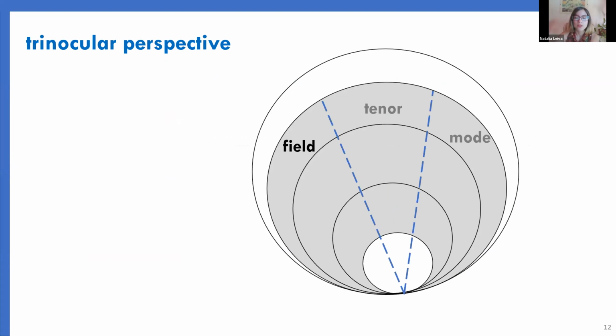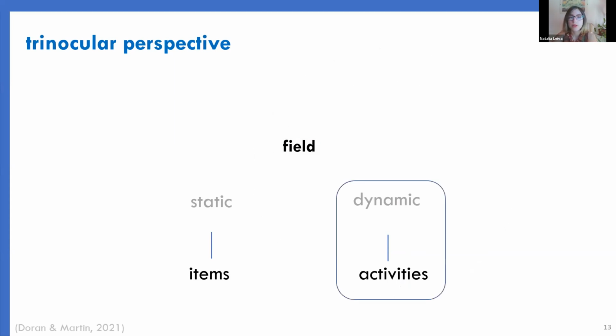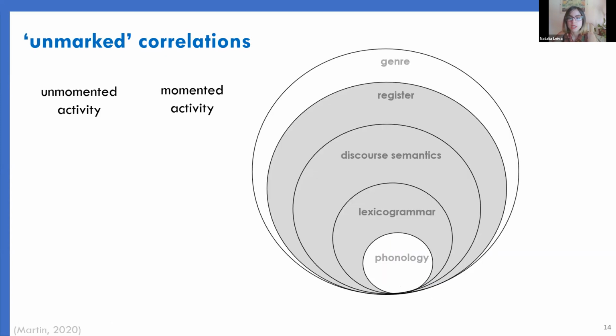So to begin from above, in terms of register variables, the most relevant one for disciplinary knowledge as built in history is field. According to the recent description of Doran and Martin, field is a resource for construing phenomena from a static or a dynamic perspective, and adopting a dynamic perspective means focusing on activities, which can be unmomented or momented. To study school history discourse, this study adopts a dynamic perspective on activities.